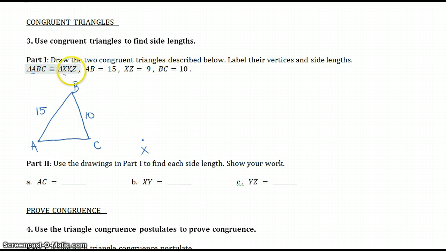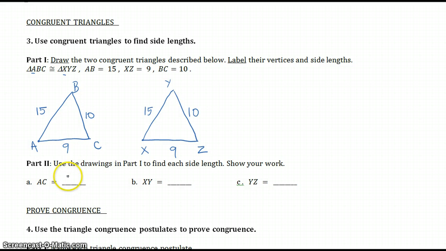B is going to correspond to Y. So Y is going to be up here. And then Z will be down here corresponding to the point C. And now if these triangles are congruent, we also know that XZ is 9 units long. If these triangles are congruent, that means that AB and XY are congruent, so XY is 15 units long. BC and YZ are congruent, so YZ is 10 units long. And XZ is congruent to AC, so AC is 9 units long.